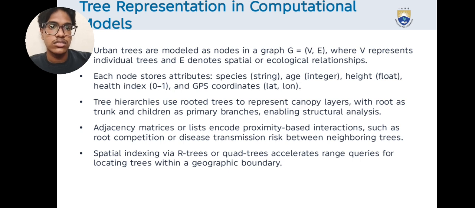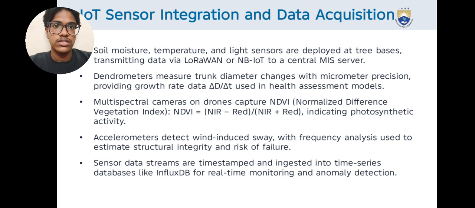Tree hierarchies use rooted trees to represent canopy layers, with the root as the trunk and children as primary branches, enabling structural analysis. Adjacency matrices or lists encode proximity-based interactions such as root competition or disease transmission risk between neighboring trees. Spatial indexing via R-trees or quadtrees accelerates range queries for locating trees within a geographic boundary.